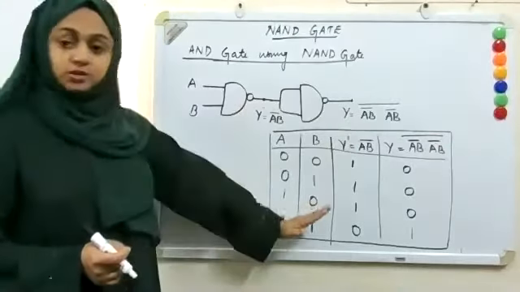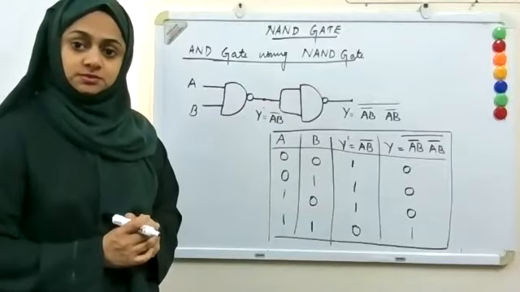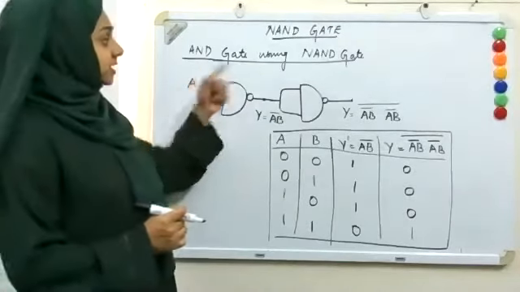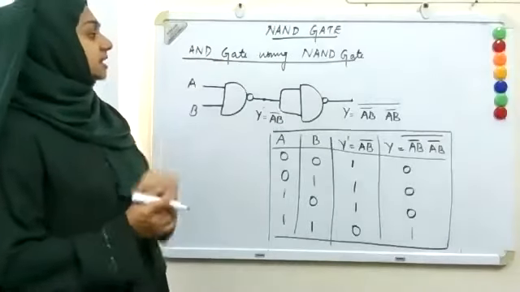Is this clear to you? How 2 NAND gates can function as an AND gate.